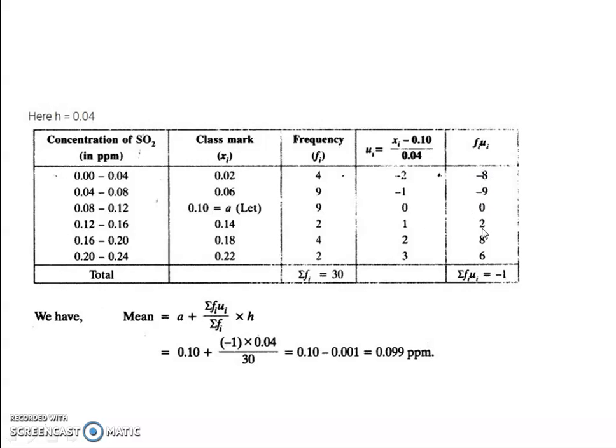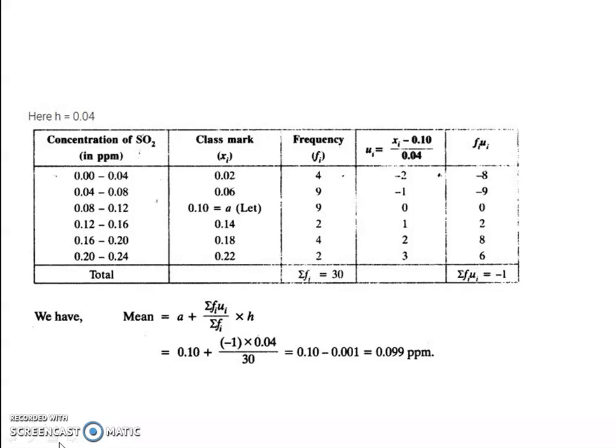Then after that add all these terms. When you are adding, apply the rule for these negative and positive numbers. Don't forget to consider the sign of these numbers. Then apply it in the formula for step deviation mean method. The formula is A plus summation fiui by summation fi into h. You will get the answer as 0.099 ppm. Parts per million.